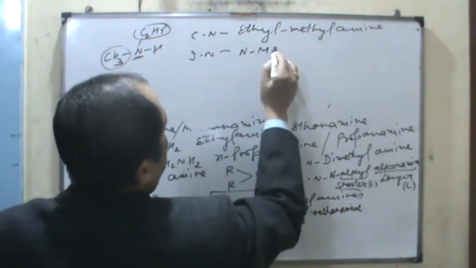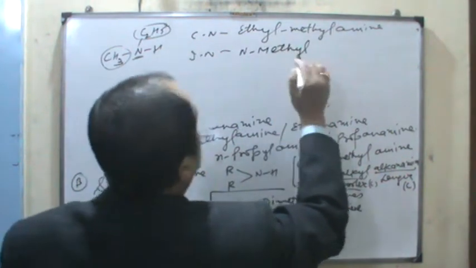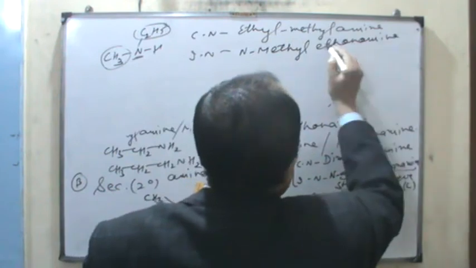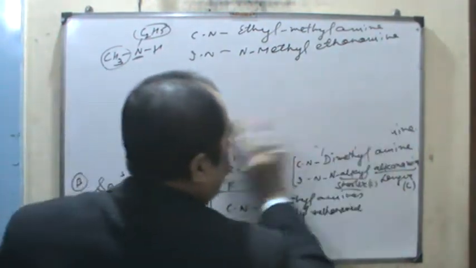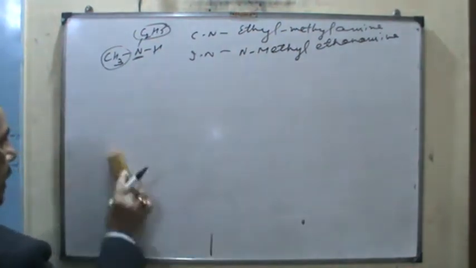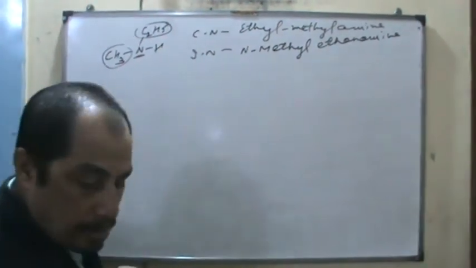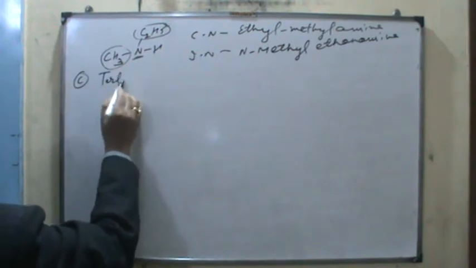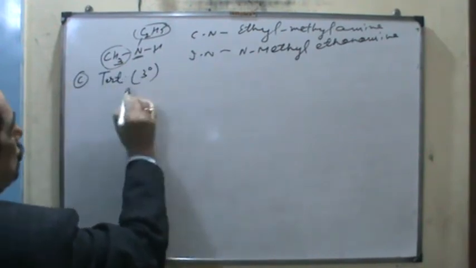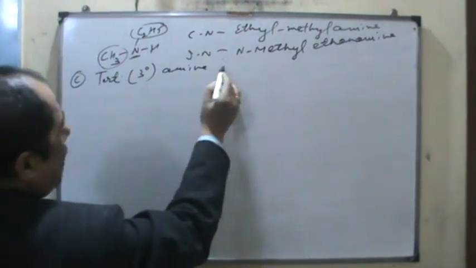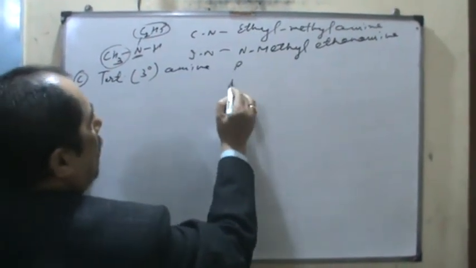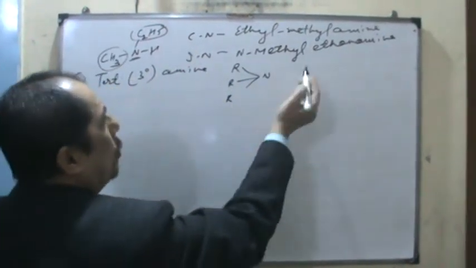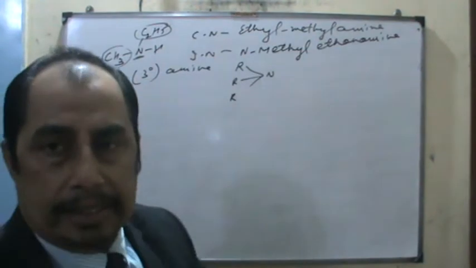N-methyl ethanamine. That is the way you can go for the nomenclature, and then you go for the tertiary amine. Tertiary is also called 3-degree amine. R may or may not be the same. No hydrogen because nitrogen is naturally trivalent.